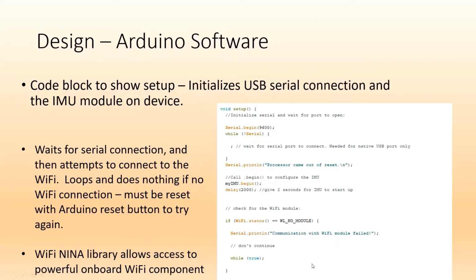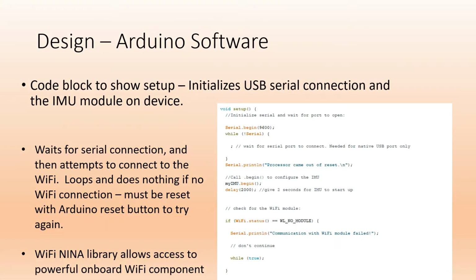It initialized the serial USB connection and the IMU module device, and then waited for a serial connection and attempted to connect to Wi-Fi. It then loops and does nothing if there's no Wi-Fi connection, and you can reset it to get it to work again. A lot of this was just standard stuff shown by the Arduino WiFiNINA library, which helped me get the initial setup going.